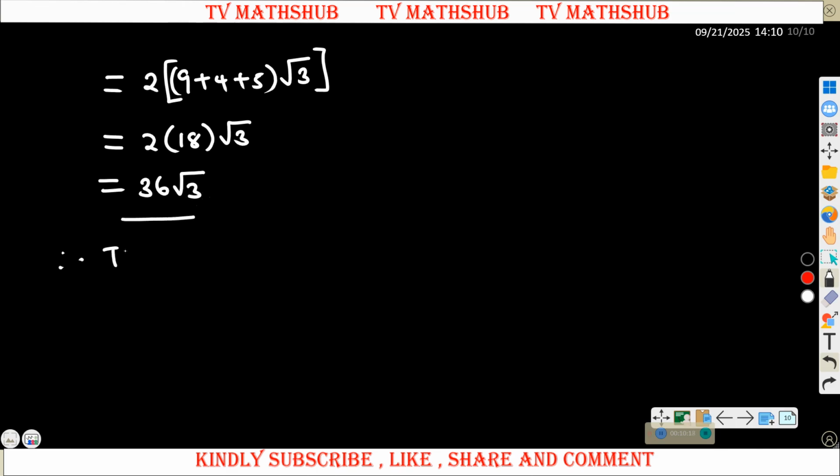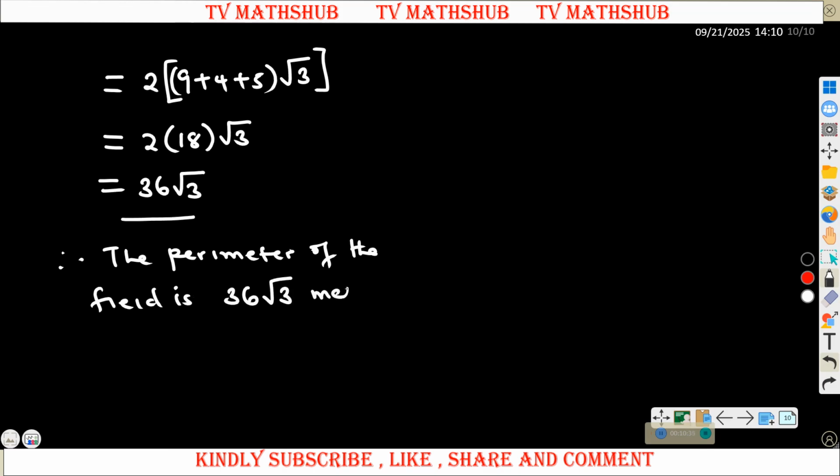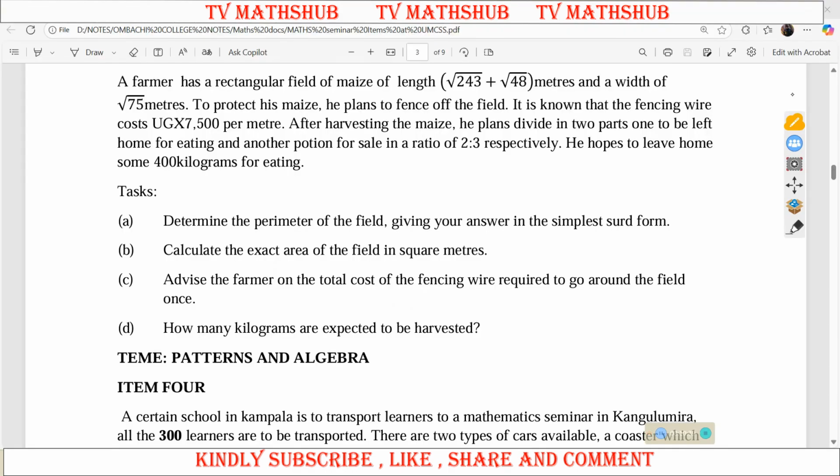So therefore, the perimeter of the field is 36 square root of 3 meters. And part A will be answered.